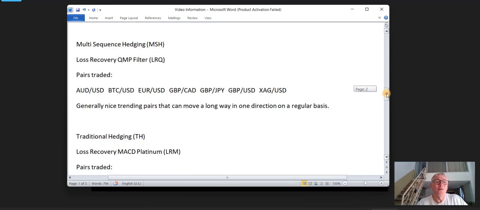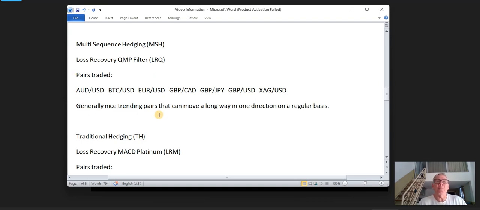All right, so we've already covered the multi-sequence hedging. To go hand in hand with that, I use the same pairs for the loss recovery on the QMP filter. It's LRQ, loss recovery QMP. That's all that stands for. So these are the fast moving pairs: Aussie USD, Bitcoin USD, Euro USD, Pound CAD, Pound Yen, Pound USD, and XAG USD, which is silver. You could swap that out with gold. I just trade silver at the moment.